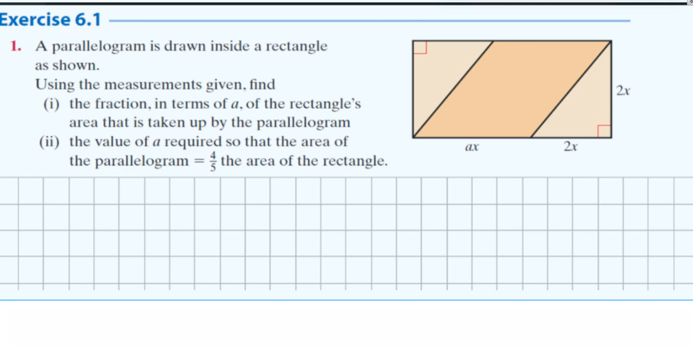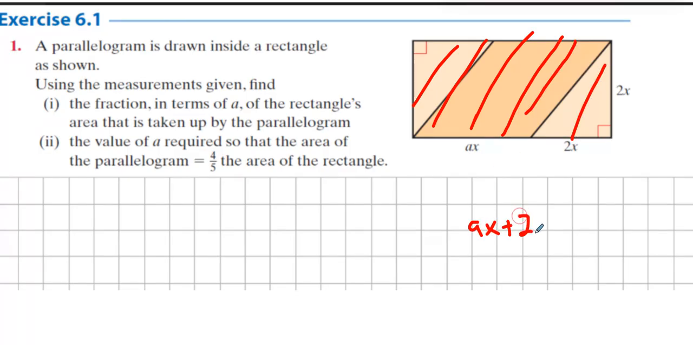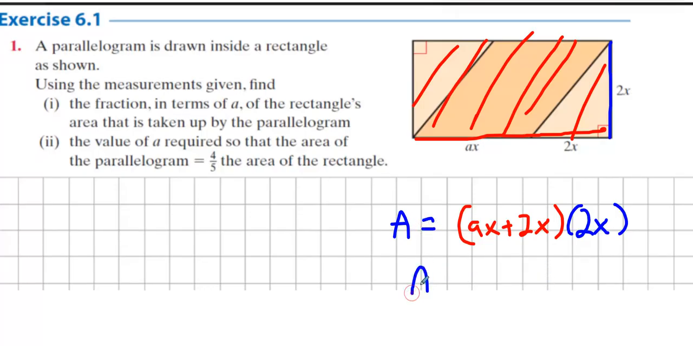So the first thing I'm going to do is get the area of the whole rectangle. Would you say that the length is ax plus 2x? That's your entire length, isn't it? What about your entire width? 2x. So I'm going to multiply the two of them by each other to get the area of the rectangle, which is going to be 2ax squared plus 4x squared.